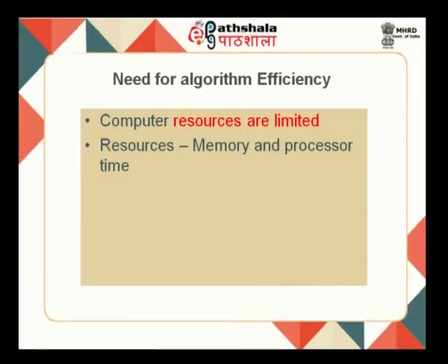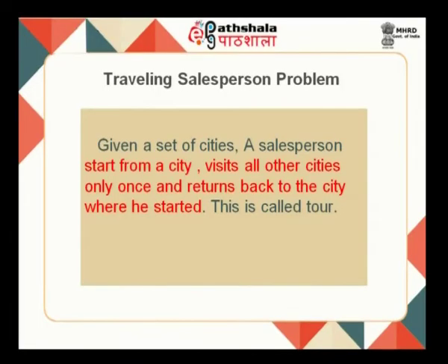These algorithms should be more efficient in the context of computer science, because computers have limited resources like memory or processor. Therefore, it is necessary that the algorithm should be more efficient. So, we will take one simple example where we can see that efficiency becomes a crucial consideration: the traveling salesperson problem in computer science. We will encounter this problem many times as part of this course.